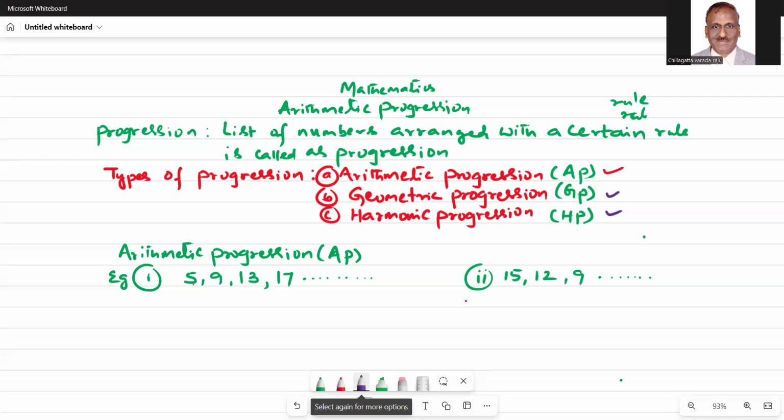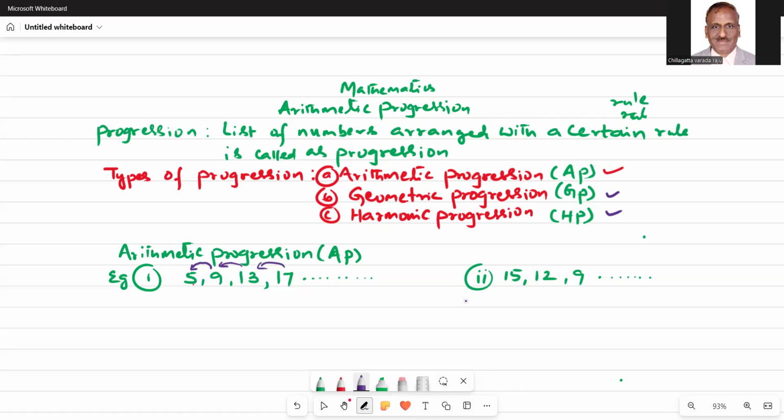Two examples I have taken here: 5, 9, 13, 17, and so on, and 15, 12, 9, and so on. You can observe the numbers. There is some relationship among the terms of the progression. Which are the terms here? 5, 9, 13, 17. What relationship are you observing between the terms? 9 minus 5 is 4, 13 minus 9 is 4, 17 minus 13 is 4.